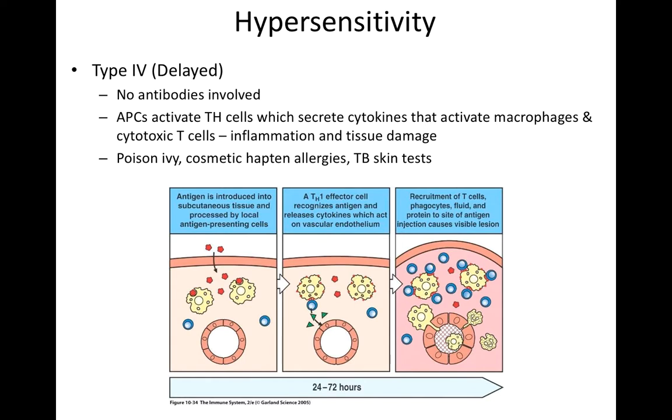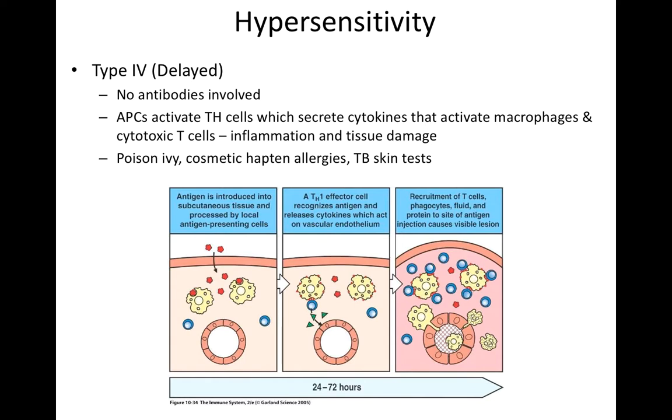Poison ivy is a type 4 hypersensitivity. So we all know that if you are sensitive to poison ivy, you don't break out in the rash immediately. It takes a while for it to show up. Cosmetic allergies fall into this category. The TB skin tests that you guys are consistently taking to work in the healthcare field basically work off of this same principle.